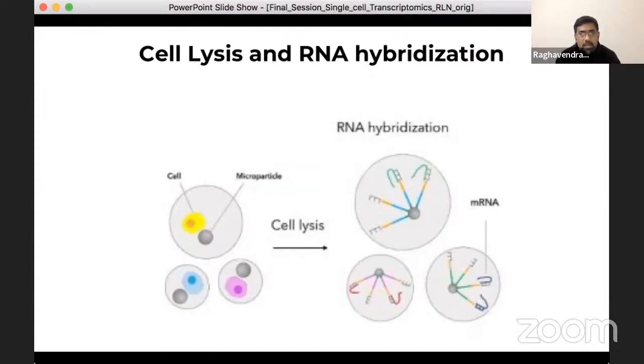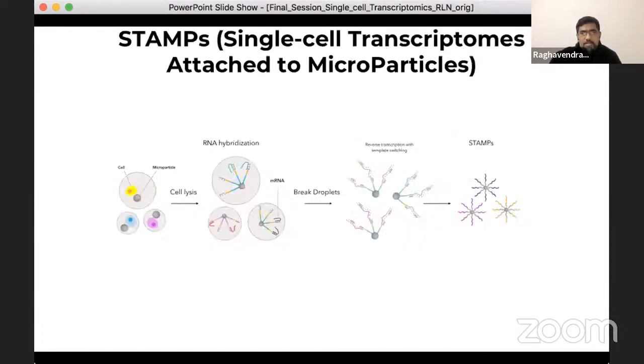Then the mRNAs are hybridized to the primers on the microparticle surface, and that forms the stamp that the Professor talked about: single cell transcriptomes attached to these microparticles. After the mRNAs are attached, the droplets are broken by adding reagents to destabilize the oil-water interface, and the microparticles are collected and then washed.